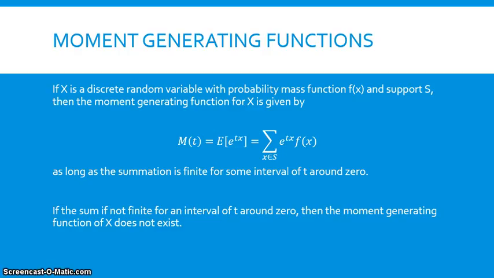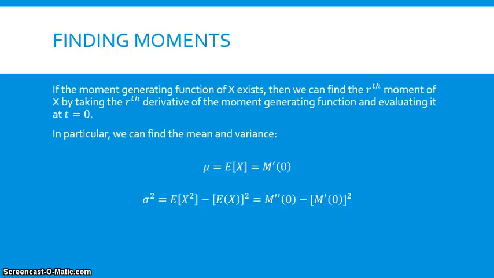And as long as the sum is finite for some interval of t around 0, this is called the moment generating function. If the sum is not finite for an interval of t around 0, then the moment generating function of x does not exist. So not all discrete random variables have moment generating functions. However, when a random variable does have a moment generating function, then we can use it to find the moments, thus the name moment generating function.